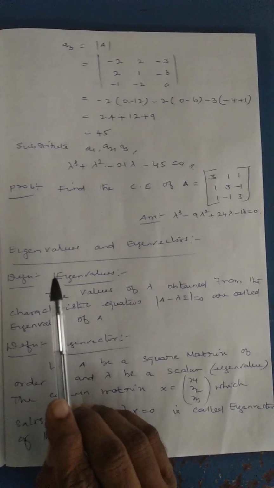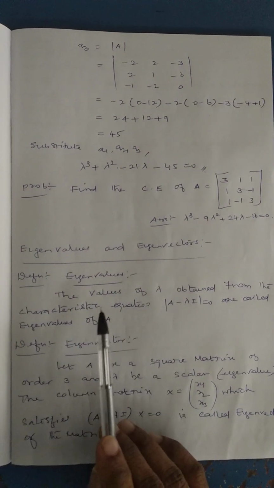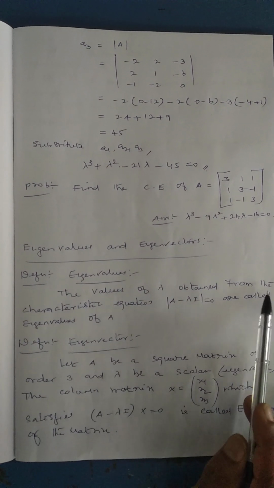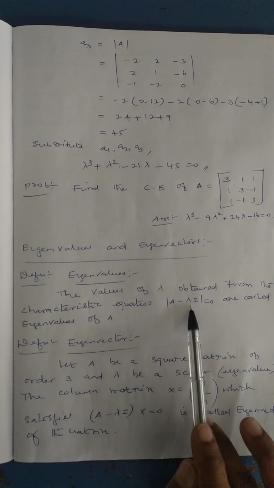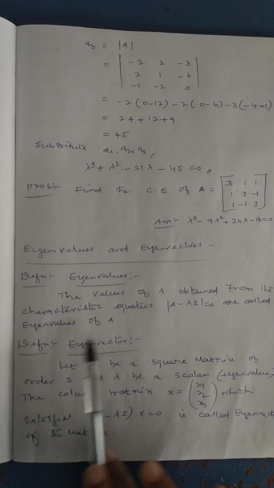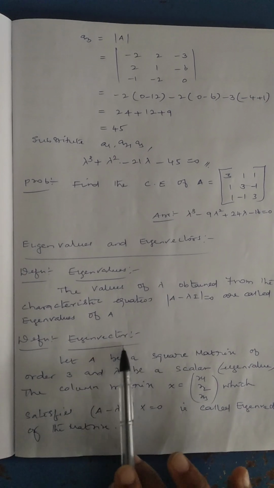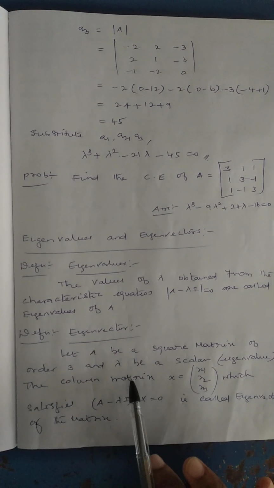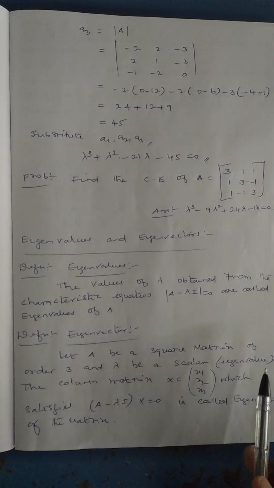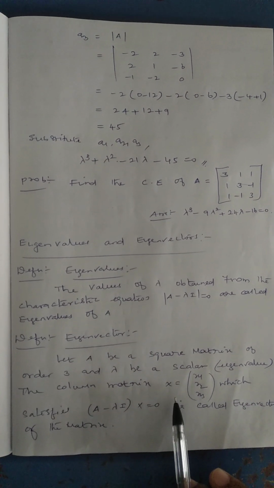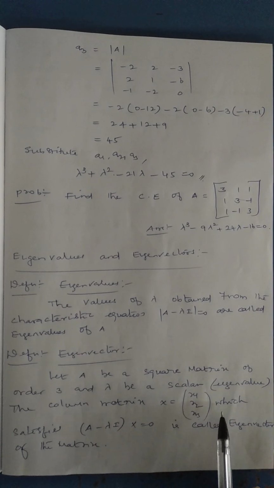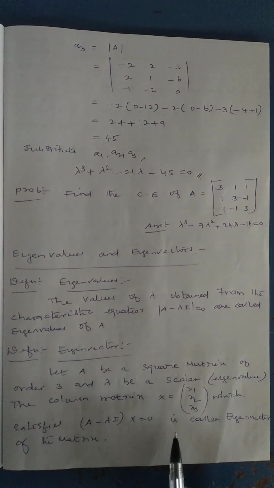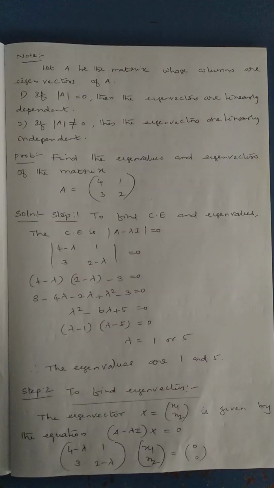So next topic, eigenvalues and eigenvectors. The basic definitions. First one, eigenvalues. The values of lambda obtained from the characteristic equation determinant of A minus lambda I equals 0 are called eigenvalues of A. So next one, eigenvector. Let capital A be a square matrix of order 3 and lambda be a scalar. The column matrix X equals x1, x2, x3, which satisfies A minus lambda I into X equals 0, is called an eigenvector of the matrix.